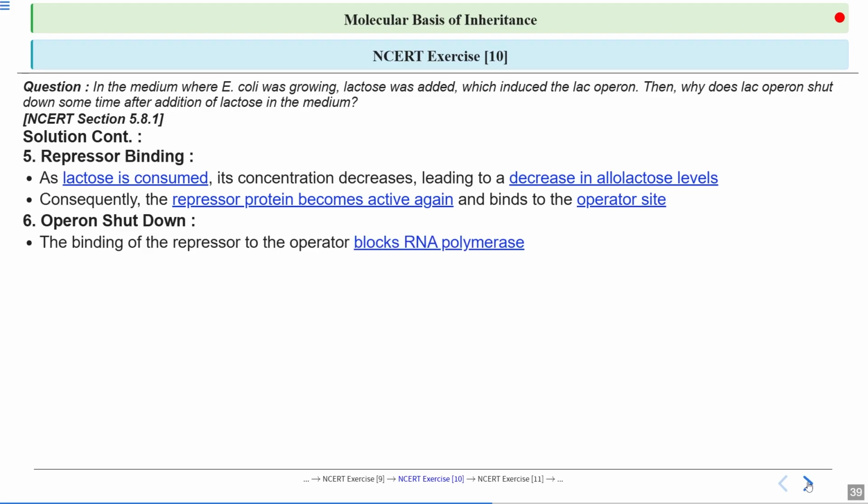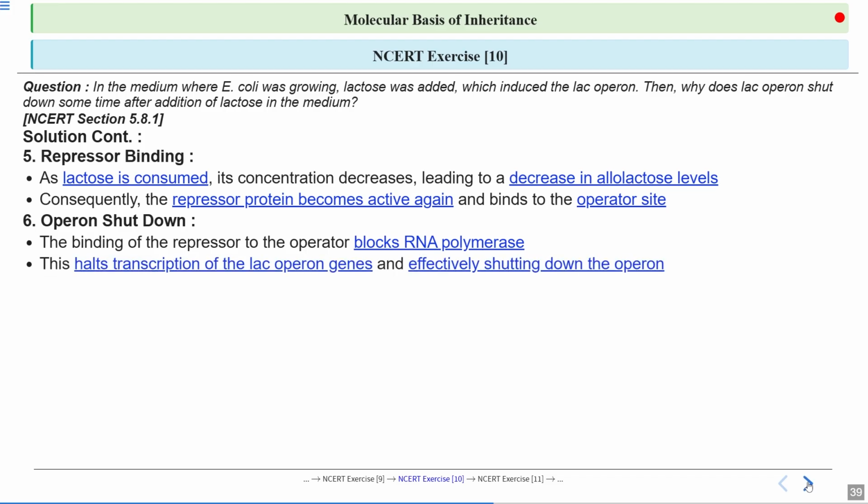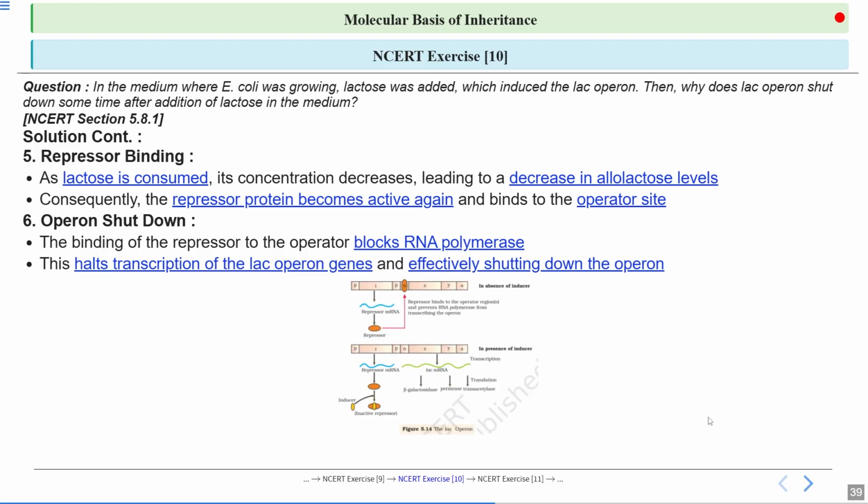Now what will happen? Operon shutdown will happen because the binding of the repressor to the operator blocks RNA polymerase. This halts transcription of the lac operon genes, and effectively it will shut down the operon. So now what will happen? Because of the breakdown of lactose by the beta galactosidase enzyme, there is depletion of lactose. Because lactose is consumed, its concentration decreased, and it will lead to a decrease in allolactose level too. Now there is no inducer to bind to this repressor protein.